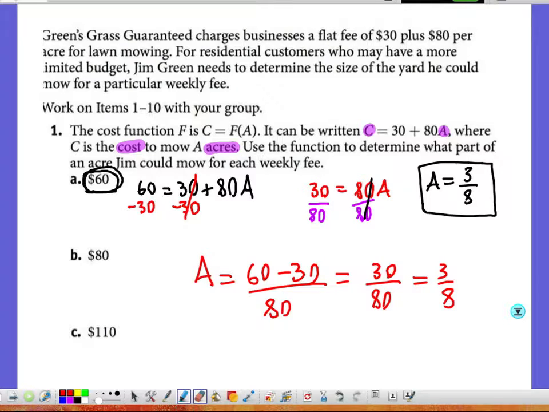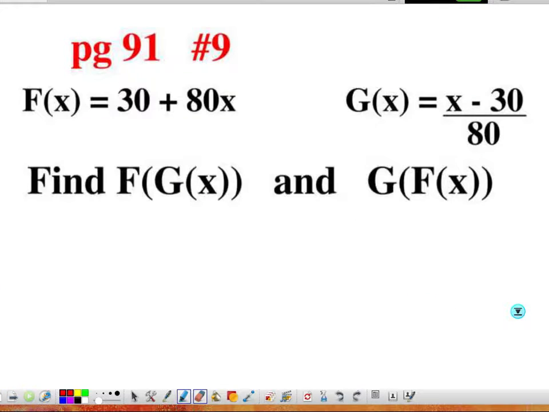Now, what we want to do is, we're going to call these functions different names. The first function that we had, 30 plus 80a, we're just going to call it f of x. f of x equals 30 plus 80x. And now, my other function, g of x, equals (x minus 30) divided by 80. So we just basically have the same functions, except we're calling them different names.